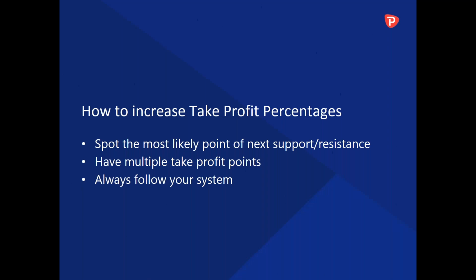So obviously we talked about the support resistance zones there, but what we want to do is spot the most likely point of the next support resistance. There's the conventional way of looking at a system and saying, okay, that's where we should place the stop, that's the more conservative stop. But sometimes, when we become more experienced traders, there are other places where we can say this is also a point where we can potentially place our stop loss and therefore improve our take profit percentages.